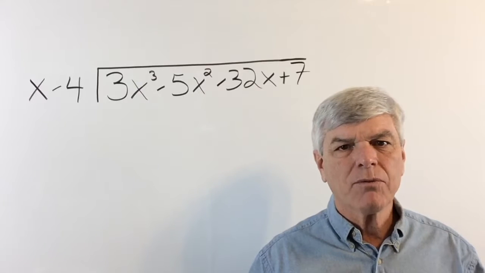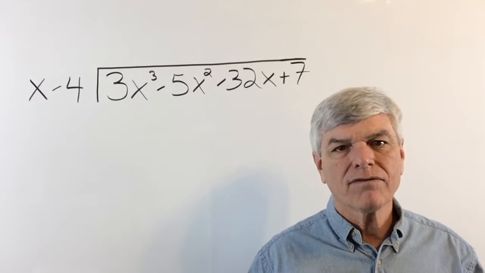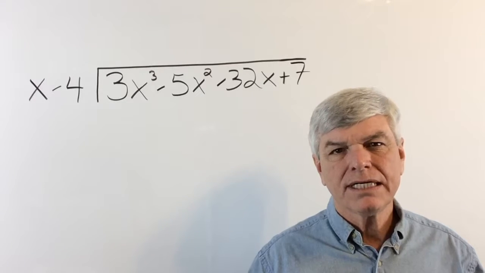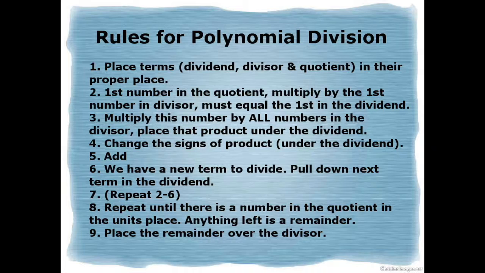You know how we do that when we're multiplying? And in the second row of our multiplication, we skip that first column. Well, we're going to do the same thing here, and you're going to see why. Step number 2. The first number in the quotient multiply by the first number in the divisor, and it must equal the first number in the dividend.